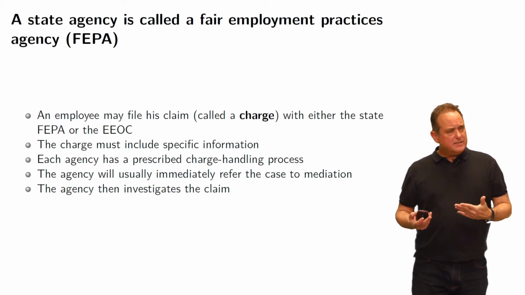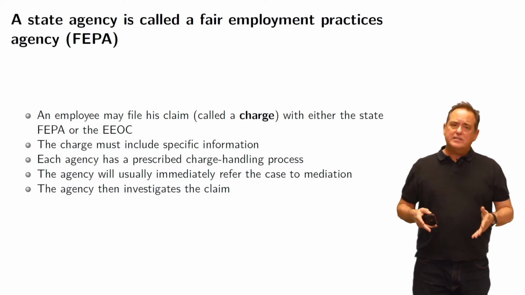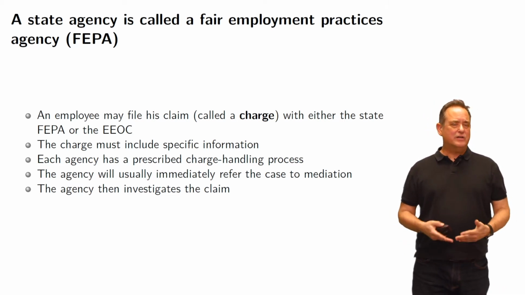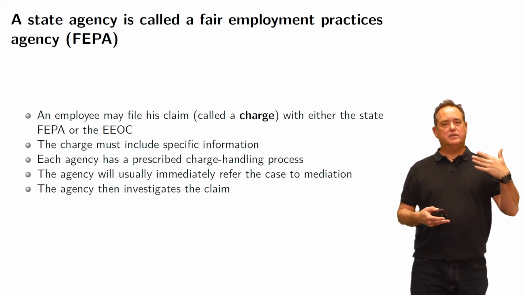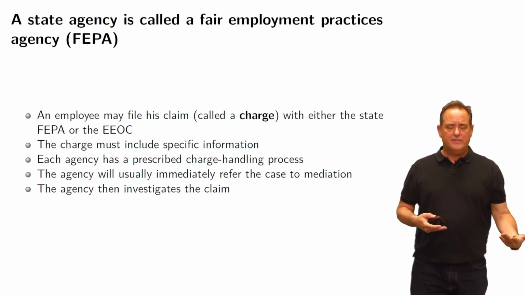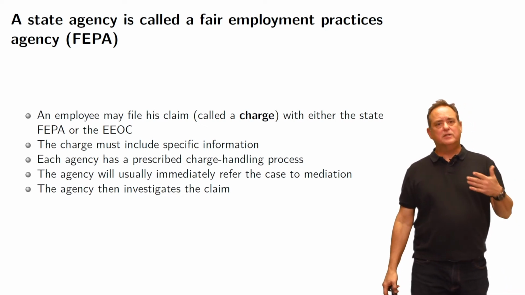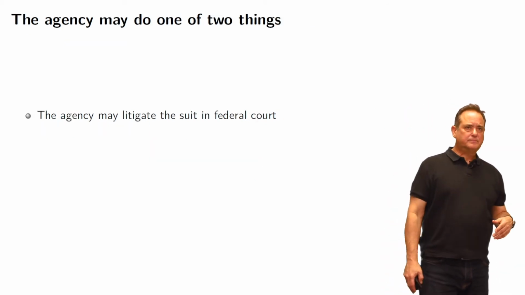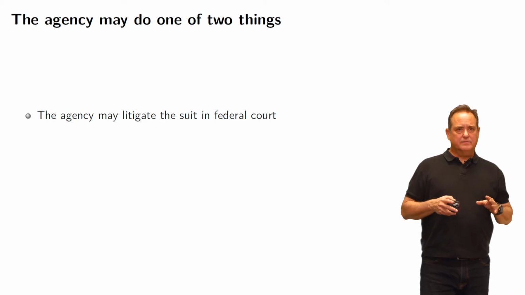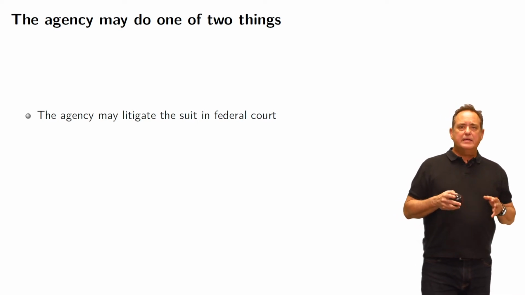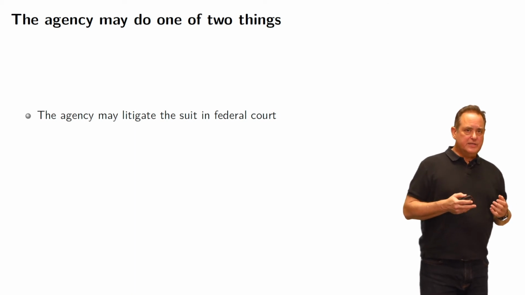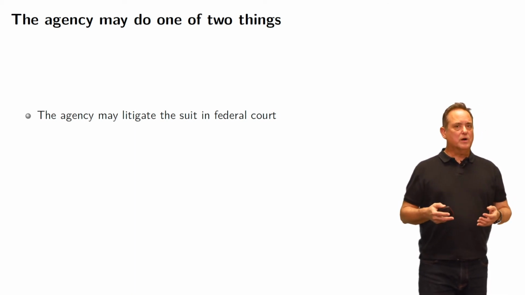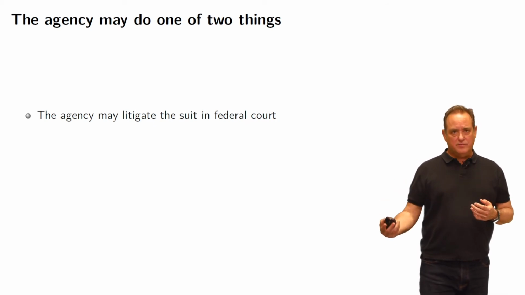The agency, if it doesn't settle at mediation, then investigates the claim, and that investigation can take as little as 6 months. It can take as long as 2 years. There is a process involved. There's a time-intensive process whereby the agency interviews the employer, interviews the employee, may collect evidence. The agency is going to conduct an investigation of the claim. After having investigated, the agency can do one of two things. The agency may simply choose to litigate the suit itself in federal court, meaning the EEOC will bring a claim in federal court on behalf of the employee.